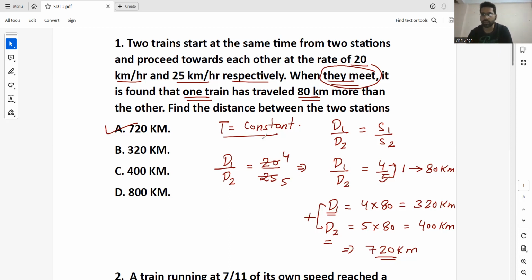So time is constant. We know that when the time is constant, d1 upon d2 is equal to s1 upon s2. Here, after solving all these terms, we will get the distance between the two stations, which is equal to 720 kilometers.